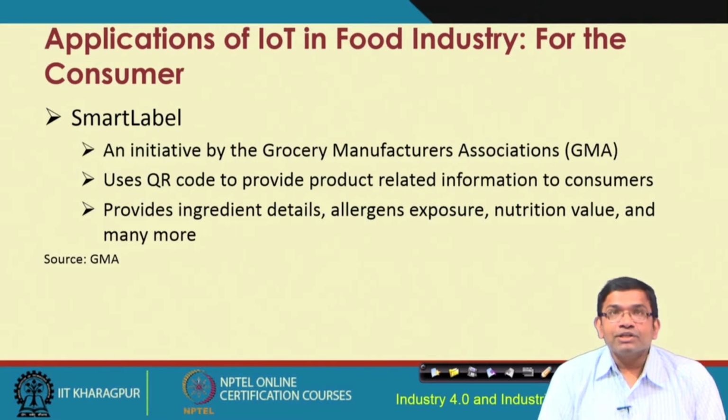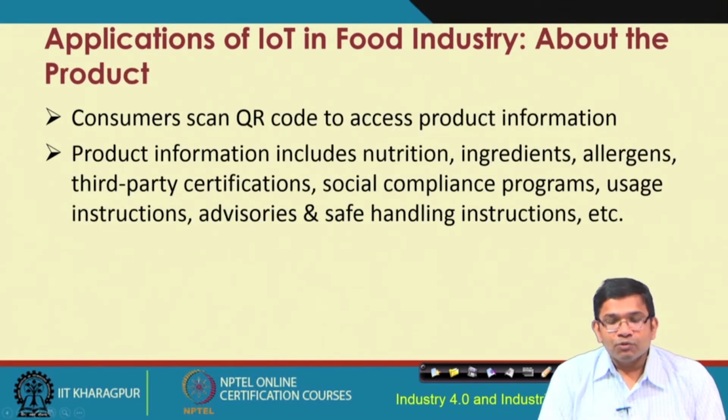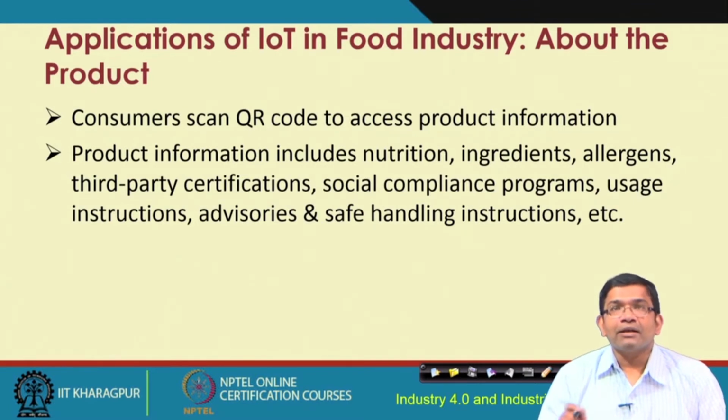SmartLabel is an initiative by the Grocery Manufacturers Association, GMA, which uses QR codes to provide product related information to the consumers. These consumers consequently can get information about the ingredient details of a particular food item, allergen exposure of that particular food item, nutrition value and many different other information. Consumers can scan the QR code to get details about the product. The product information includes nutrition, ingredients, allergens, third party certification, social compliance programs, usage instructions, advisories and also safe handling instructions.